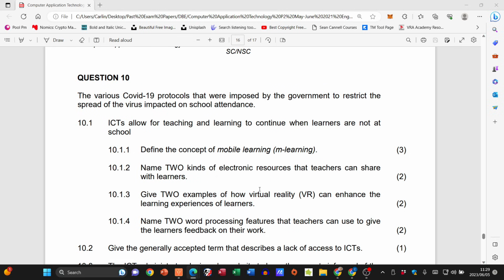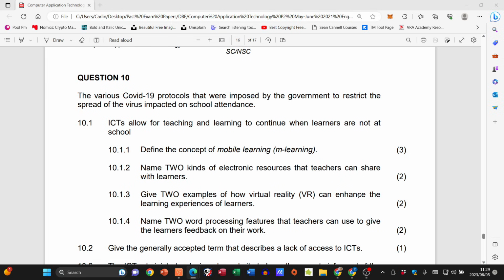10.1.3. Give 2 examples of how virtual reality... Okay, so stop there. What is virtual reality? Remember, when I put a virtual reality headset on, I'm now immersed in a whole different world. It's a fully digital world that I'm completely immersed in. I don't see anything of the normal reality around me. I'm looking at everything that's within this digital space.